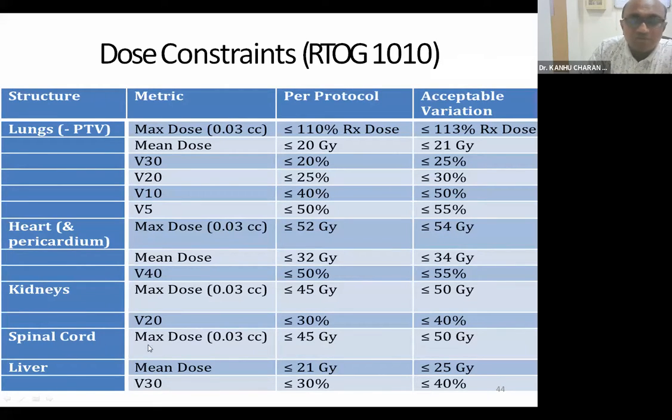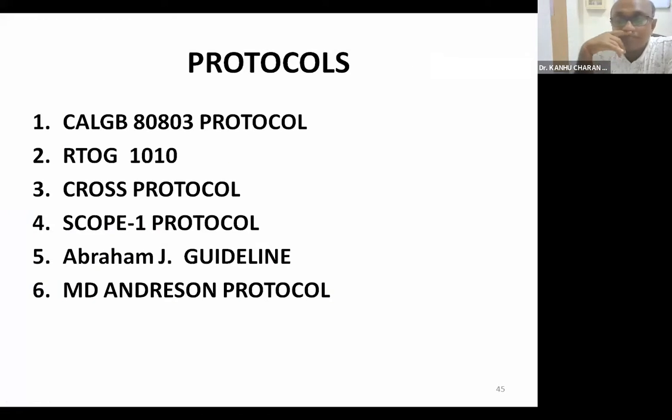For spinal cord and liver, as you know, you can follow the RTOG 1010 protocol for your daily convenience. So there are many protocols. If you are going for the GTV, CTV, PTV protocol for the esophagus, there are CALGB 80803, RTOG 1010, CROSS, OE05, Abraham guideline, and MD Anderson. There are many guidelines.